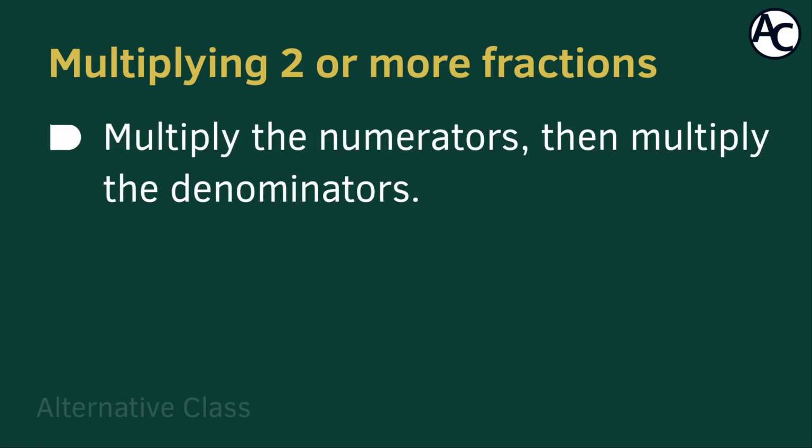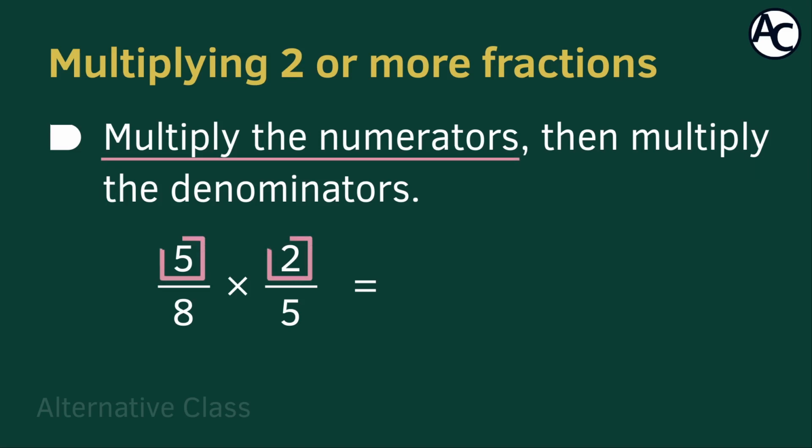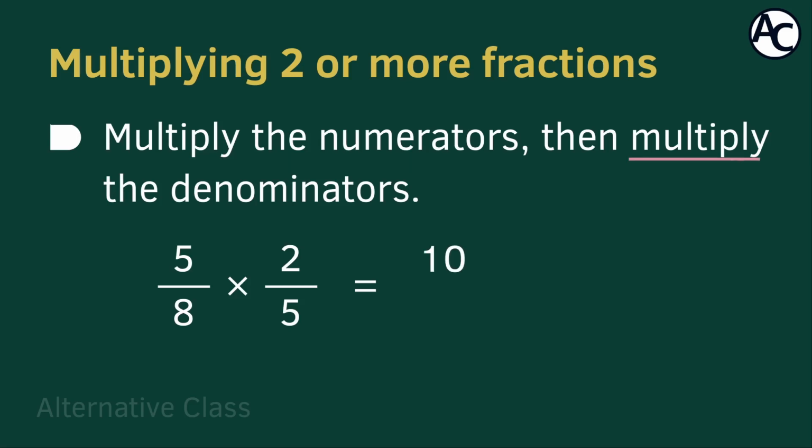Multiply the numerators, then multiply the denominators. Example, 5/8 times 2/5. First, multiply the numerators. 5 times 2 is 10. Then multiply the denominators. 8 times 5 is 40. So 5/8 times 2/5 is 10/40.